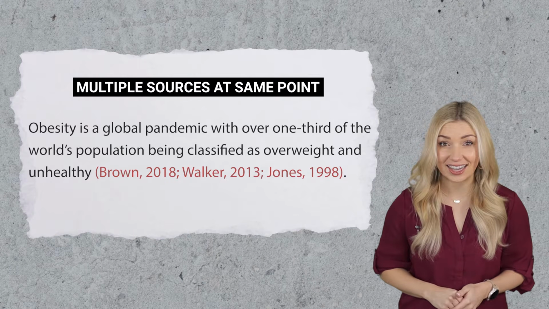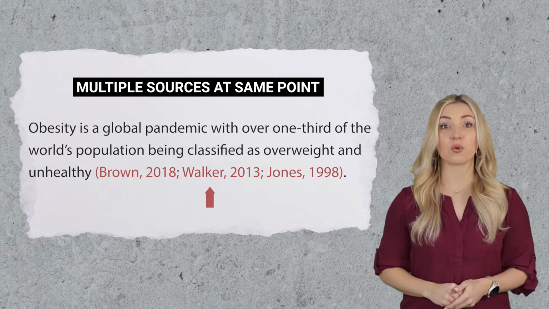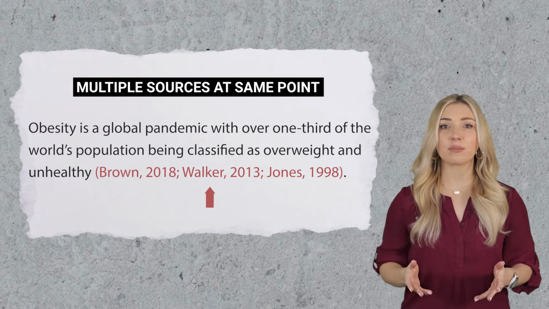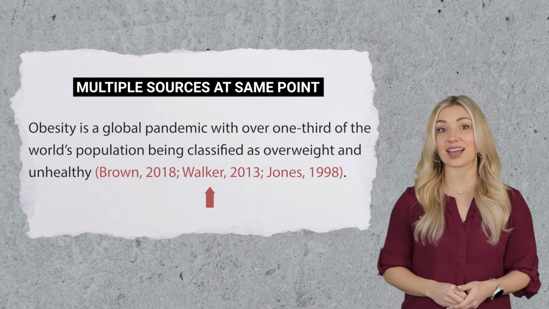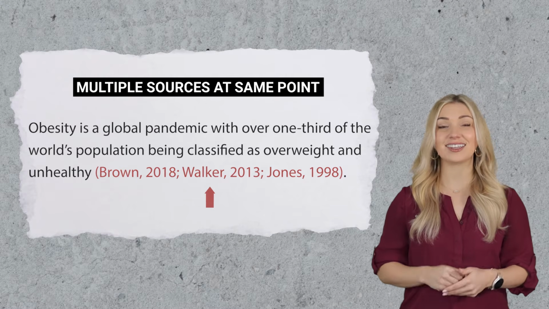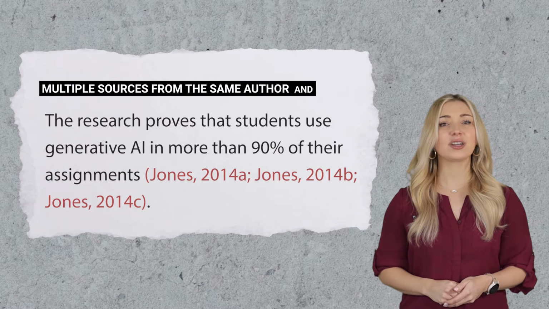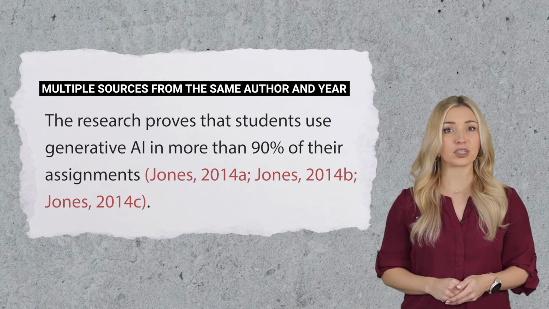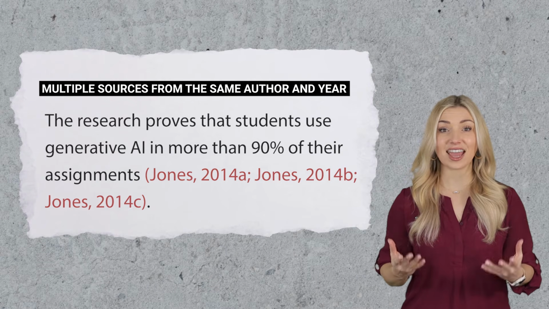If you need to cite multiple sources simultaneously, you must separate them with a semicolon. In this example, we are citing three papers at the same point in the text, so we have used a semicolon to separate them.